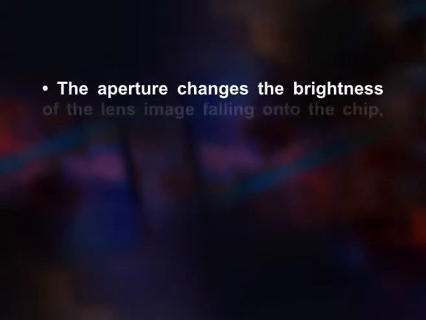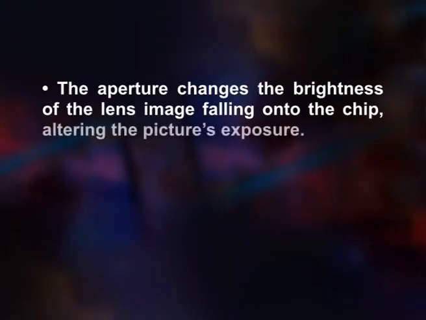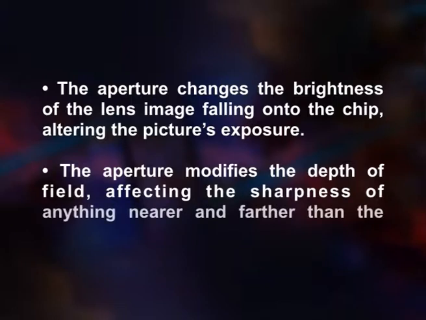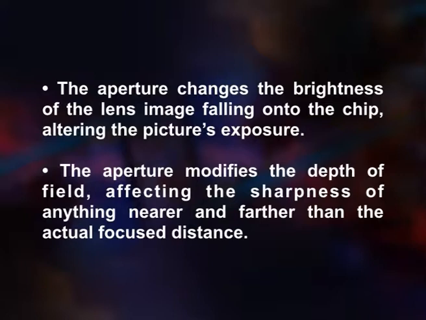When a camera operator alters the aperture of the lens, two things happen simultaneously. The aperture changes the brightness of the lens image falling onto the chip, altering the picture's exposure. The aperture modifies the depth of field, affecting the sharpness of anything nearer and further than the actual focus distance. We have three options when selecting the lens aperture. Choose an f-stop to suit the exposure.